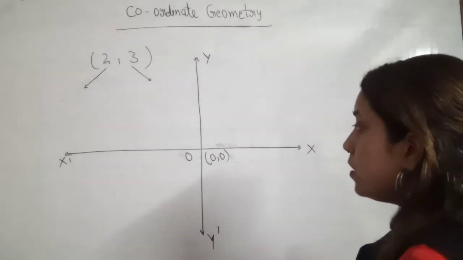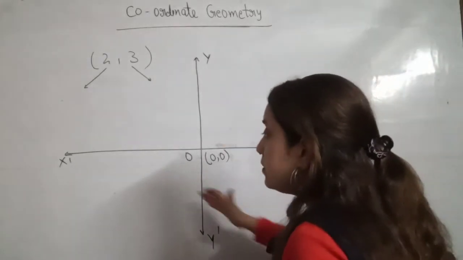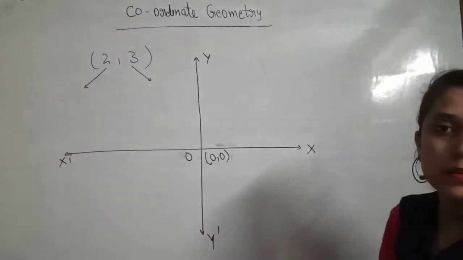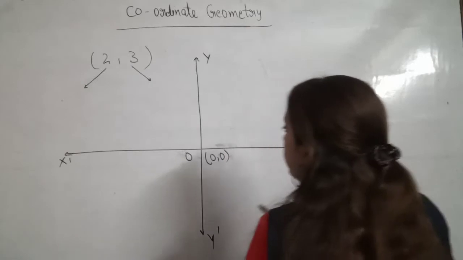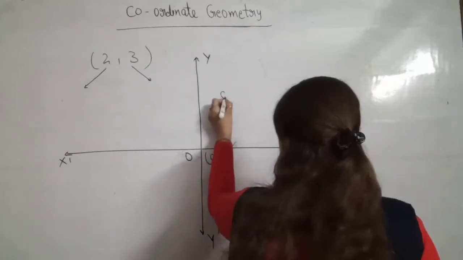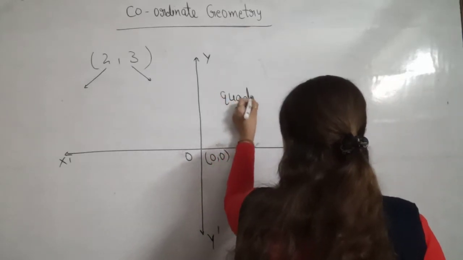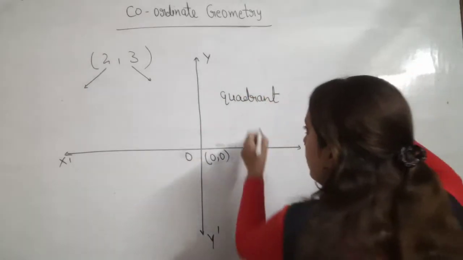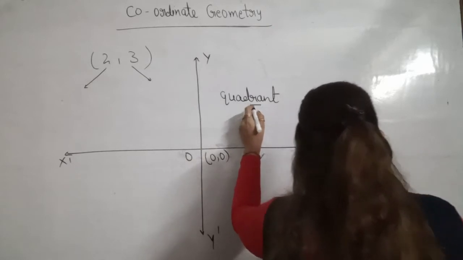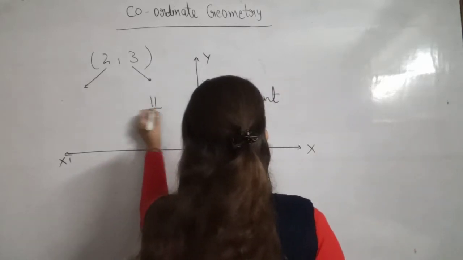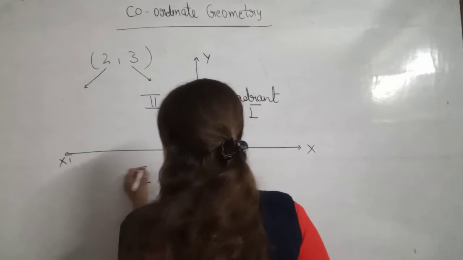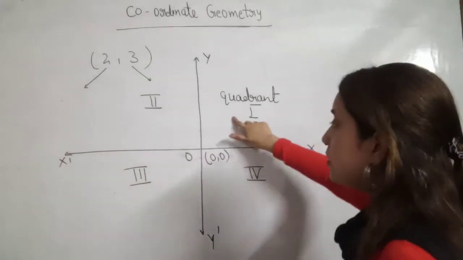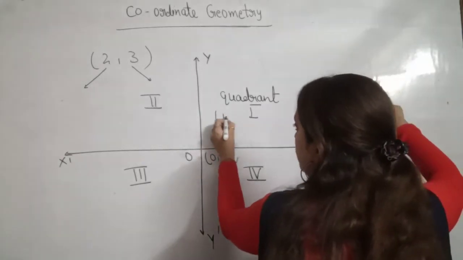Now these number lines divide the Cartesian plane into four parts. That is called a quadrant. First quadrant, second quadrant, third quadrant, and fourth quadrant. And the sign of the first quadrant is plus.